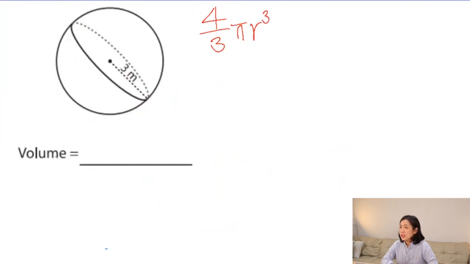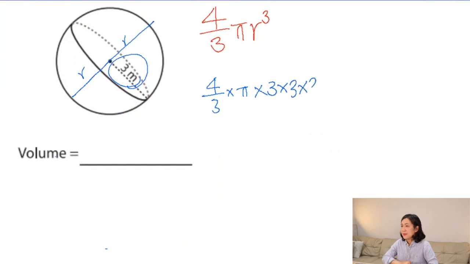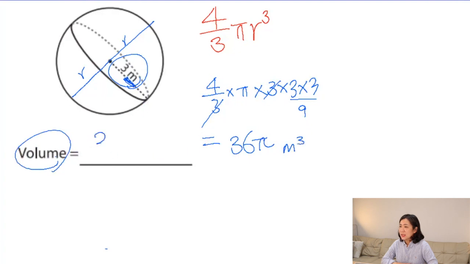Now what we need to do is find the r. As you can see, r is 3 meters, so 4/3 times pi, and then r cubed, which will be 3 times 3 times 3. Then we can simplify that: we have 4 times 9 pi, that is 36 pi. Now check your units, it's cubic meters, so 36 pi cubic meters.